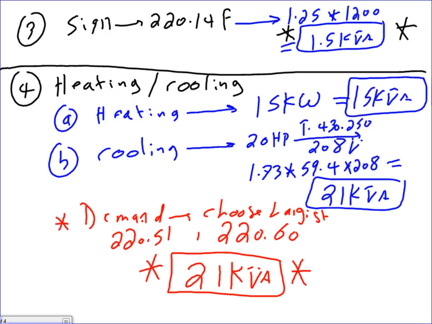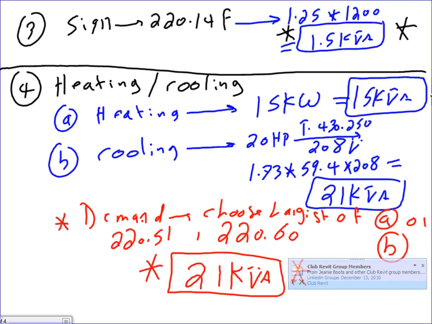Then demand from 220.51 to 220.60: choose largest of A or B. Choose largest of A or B. Okay? So as we know, 21 is more than 15. Any question about the heating cooling? No question for the heating cooling.